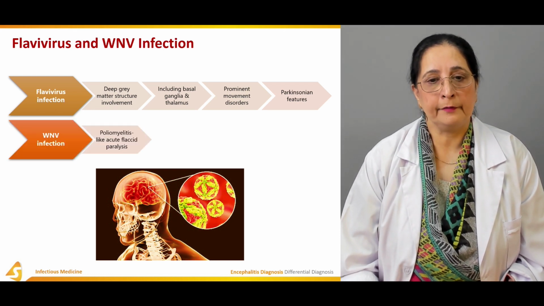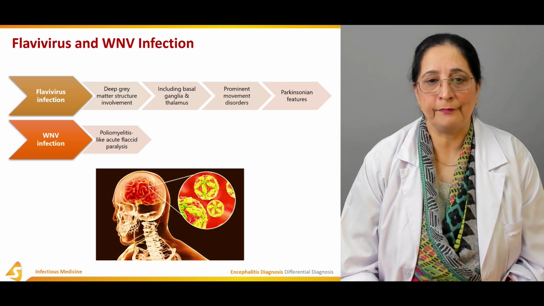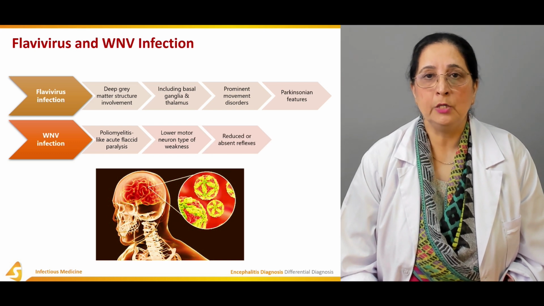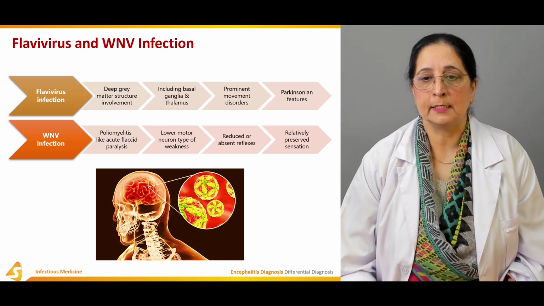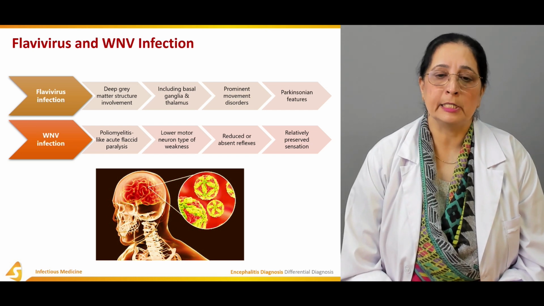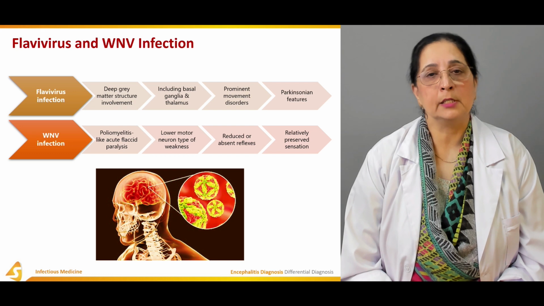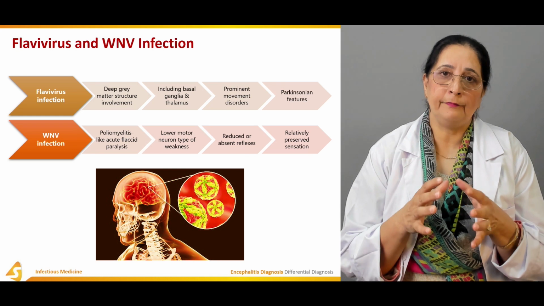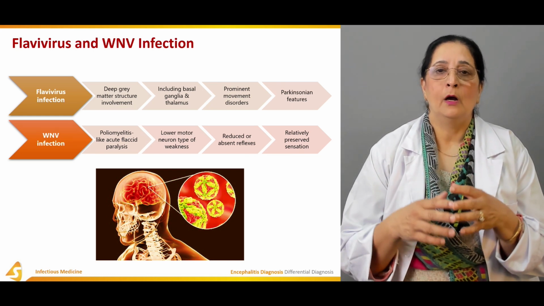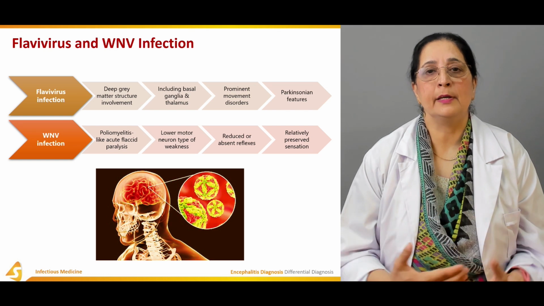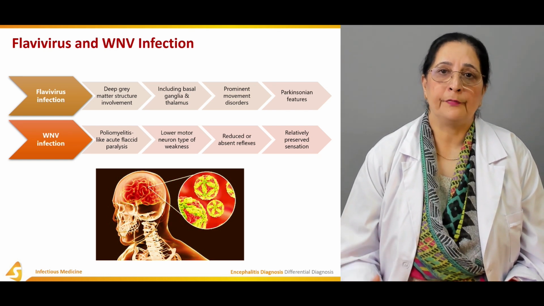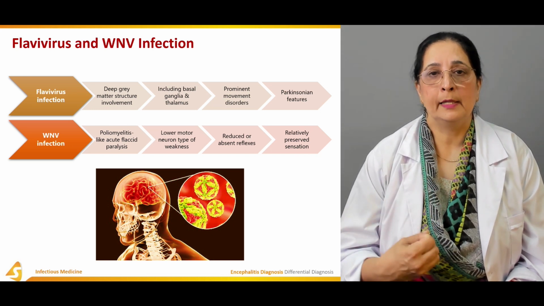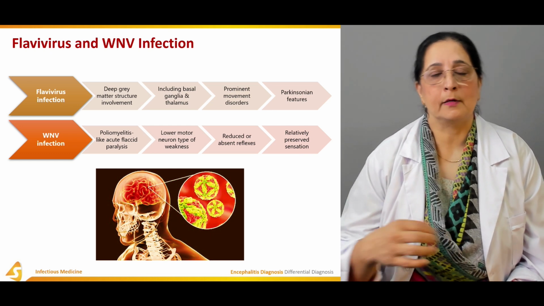West Nile virus infection: poliomyelitis-like flaccid paralysis, lower motor neuron type weakness, reduced or absent reflexes, relatively preserved sensation. So motor neuron type of weakness is present, but sensations are preserved. So very clearly we found some differentiating points of different infections or different encephalitis caused by different viruses. There are some specific features that give the clue that it might be due to this virus or this bacteria.